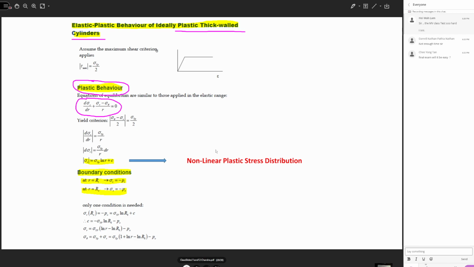Now, once you simplify this expression, the resulting equation will be the radial stress in terms of the plastic yield stress, sigma yp ln r plus c. Here r represents the position inside this thick cylinder where you're calculating the radial stress. So this r can be any point within the thick cylinder. This equation is known as the nonlinear plastic stress distribution.